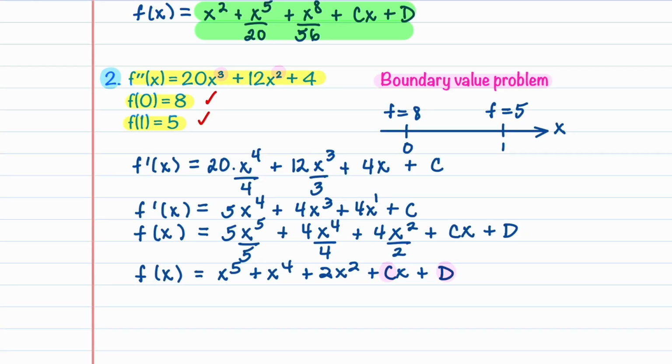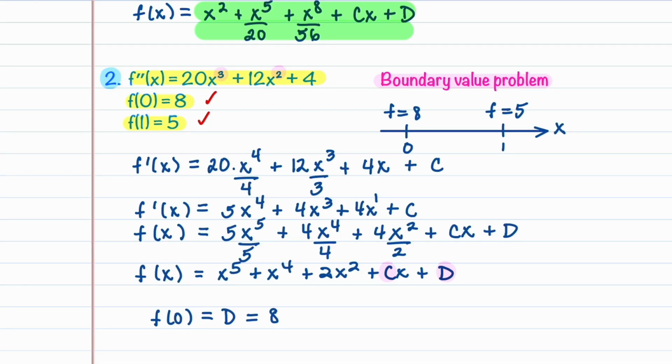The first thing that we're going to do is to let x be equal to 0. So we have f of 0. That is just equal to d, so that's really nice. And that's going to be equal to 8 because we were given that f of 0 is 8.